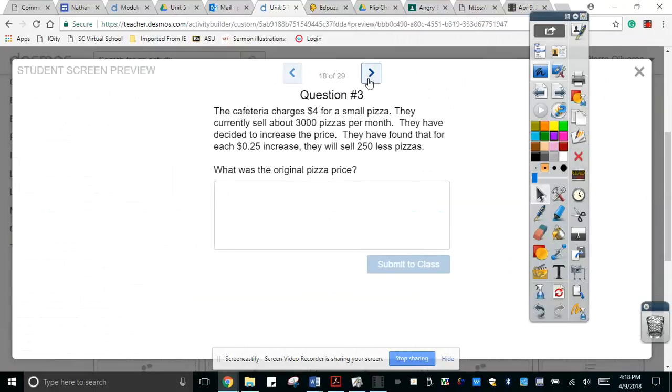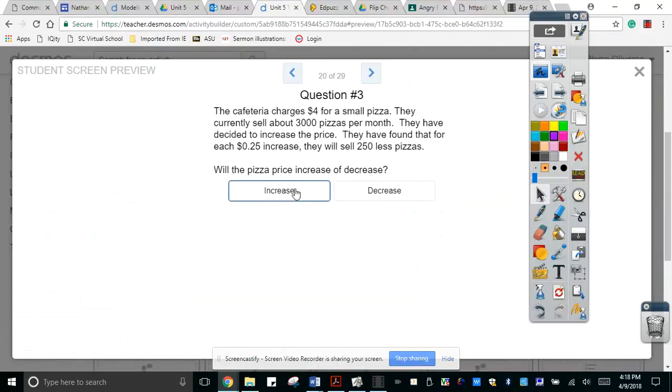Okay, question number 3. The cafeteria charges $4 for a small pizza. They currently sell 3,000 pizzas per month. They have decided to increase the price. They have found that for each 25 cents increase, they will sell 250 fewer pizzas. What was the original price of pizza? It's $4. What were the original sales per month? The original sales per month is 3,000. They're selling 3,000 pizzas every month.